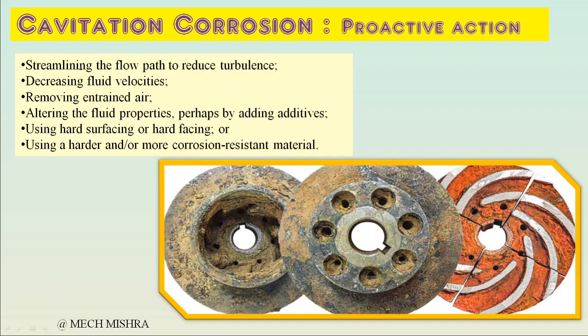Okay, now proactive actions you can take. First, you have to avoid bubble formation. You have to streamline the flow. This is for piping and venturi. Streamline the flow to reduce the turbulence in exchangers, piping and all. Then decrease the fluid velocity. Remove the entrained air which has gone into the system. Then alter the fluid properties, perhaps by adding additives. By altering the fluid properties you can control the bubble formation.